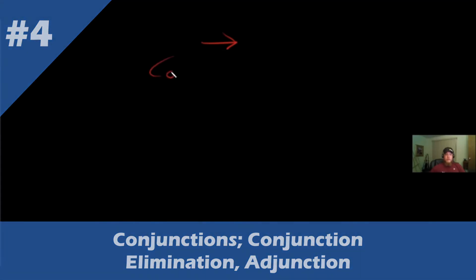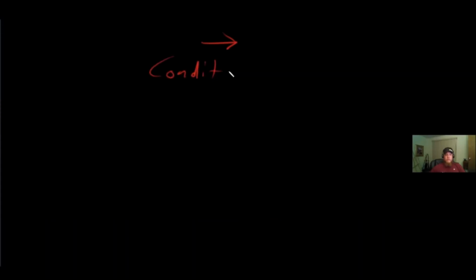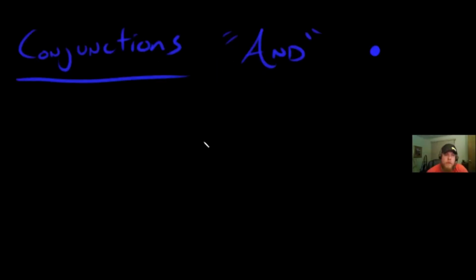So this is the conditional statement, or just called a conditional for short. What we're going to do now is we're going to get into the notion of conjunctions. Conjunctions are another kind of connective, just like if-then. Conditional statements are a certain kind of connective. Conjunctions are another distinct kind of connective too.